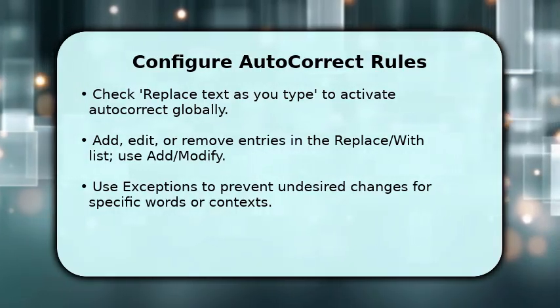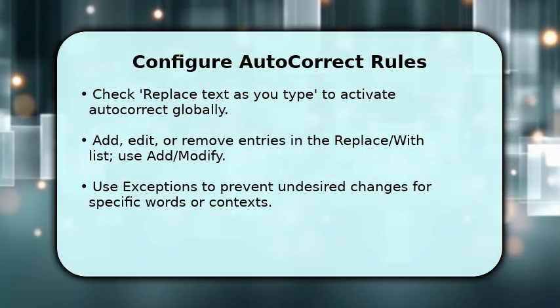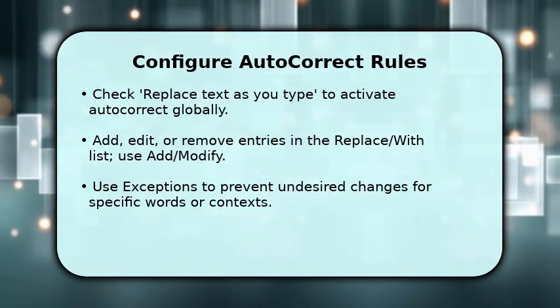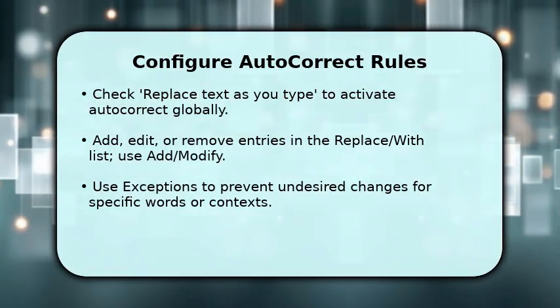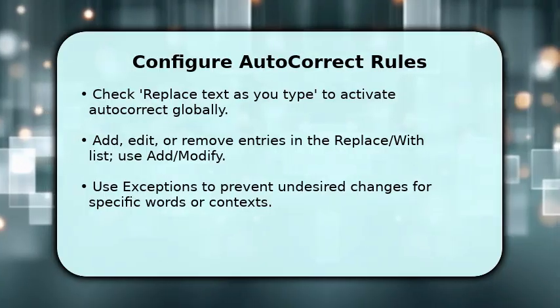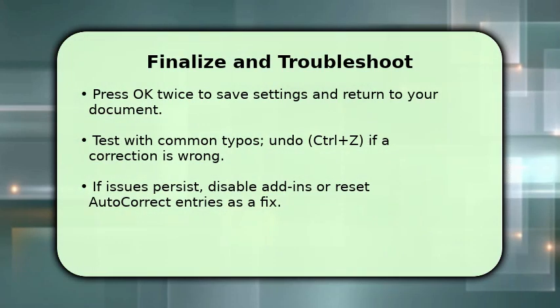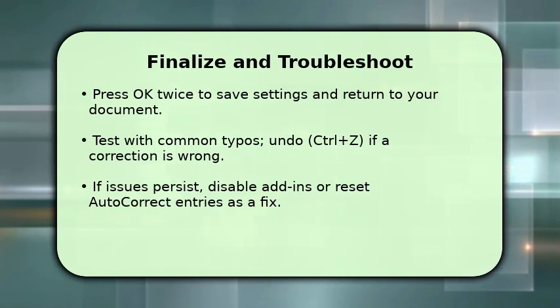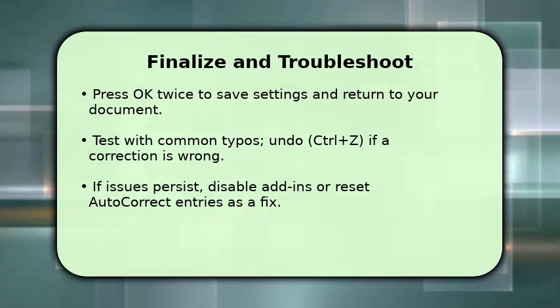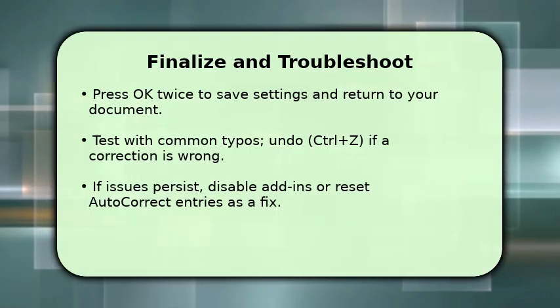Also click Exceptions to block corrections for names, acronyms, or contextual cases so Word won't change what you intend to keep. Make deliberate edits here to avoid repetitive fixes later. Finish by pressing OK twice to save changes and return to your document. This commits autocorrect settings so they apply immediately.